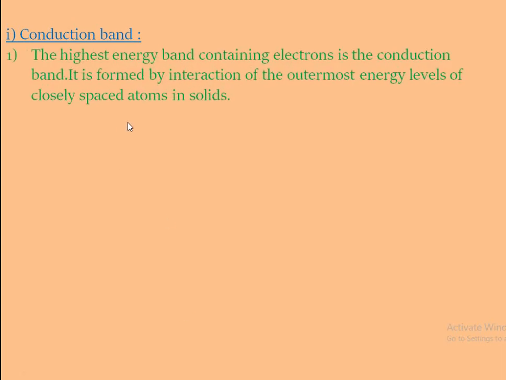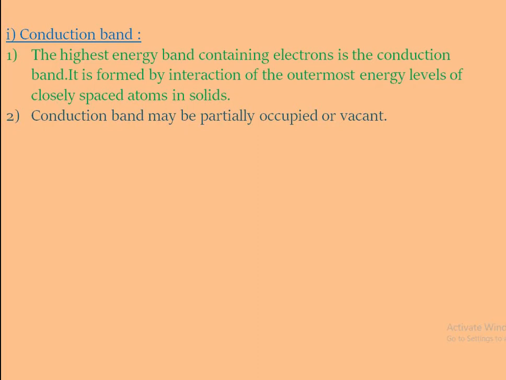There are two types of bands already studied. The first is the conduction band. The conduction band means the highest energy band containing the electrons. It is formed by the interaction of the outermost energy levels of closely spaced atoms in the solid. That is, the valence orbitals, the empty orbitals, are combined together and form the conduction band.